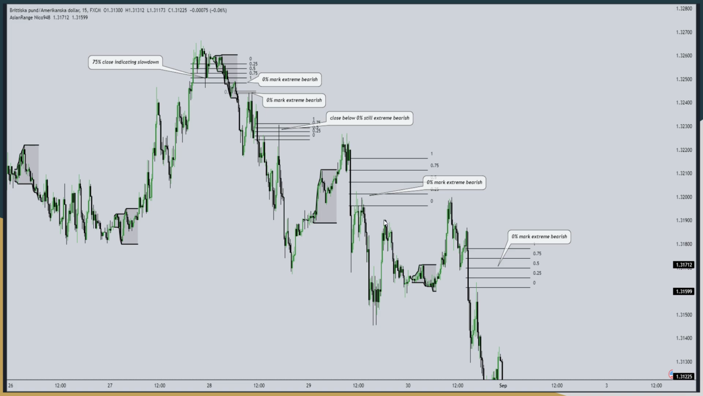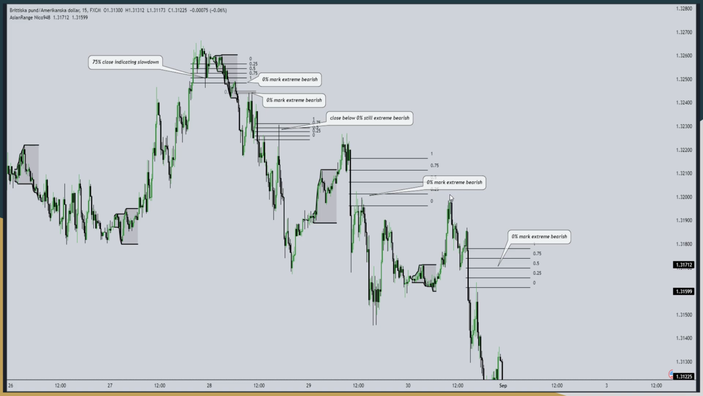You can see the 50% mark, we actually closed right there, meaning a slowdown. You can see the slowdown actually came here. We actually delivered upwards into this period again. Where did we close? More or less between these two, so I would say the 0.25% mark. What does that indicate? New extreme bearish order flow.